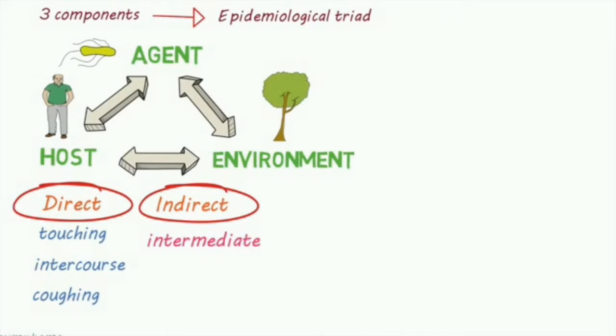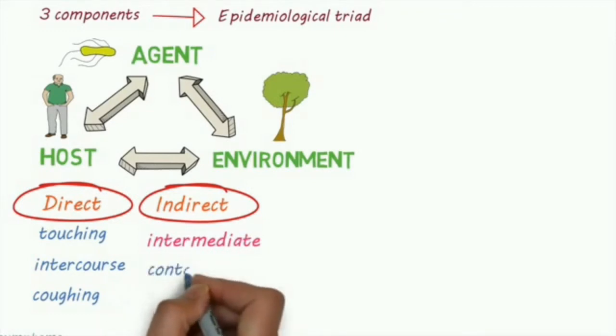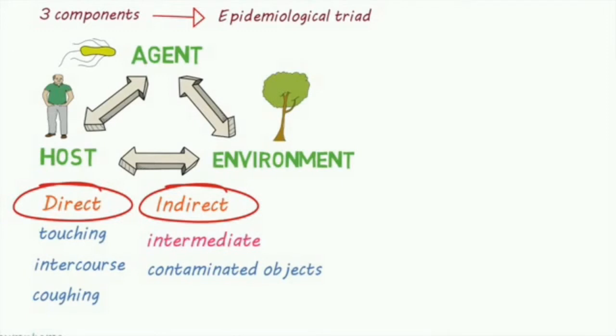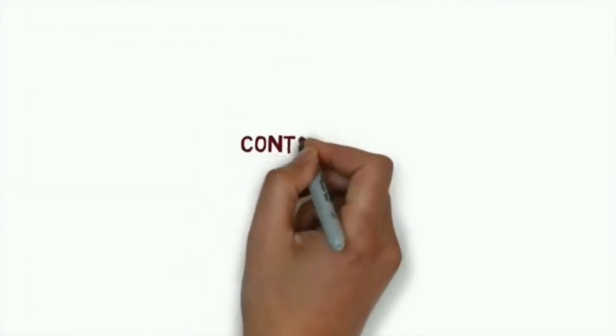There are several ways that this can occur. It can be through contaminated objects such as toys, soiled clothes, or even through food or water. It can also be through an intermediate vector, such as a mosquito or a tick. Now that we know how infectious diseases are transmitted, let's have a look at how to control them.